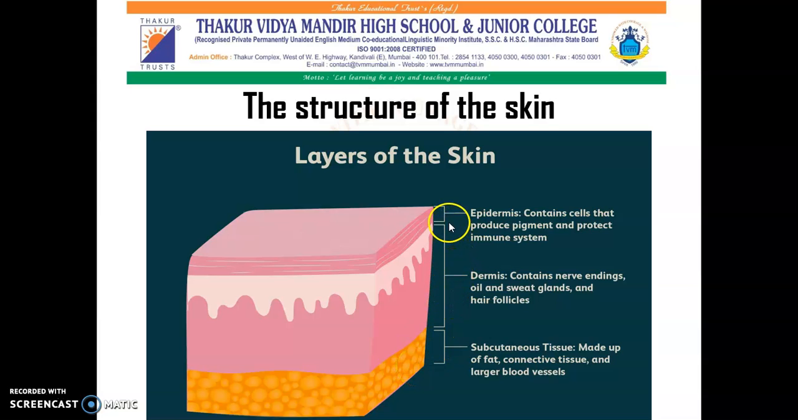The epidermis has various layers and it contains the cells that produce pigments and protect our immune system. Dermis contains the nerve endings, oil and sweat glands and hair follicles. And the subcutaneous layer is made up of fat, connective tissues and large blood vessels.